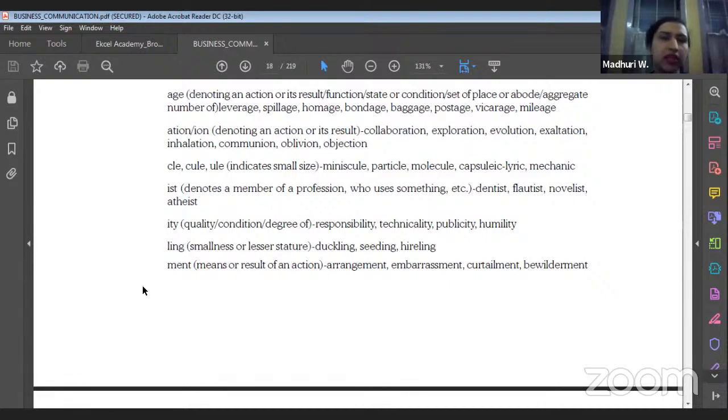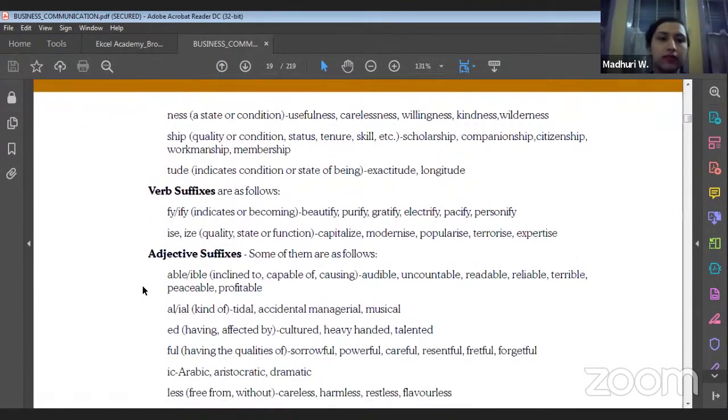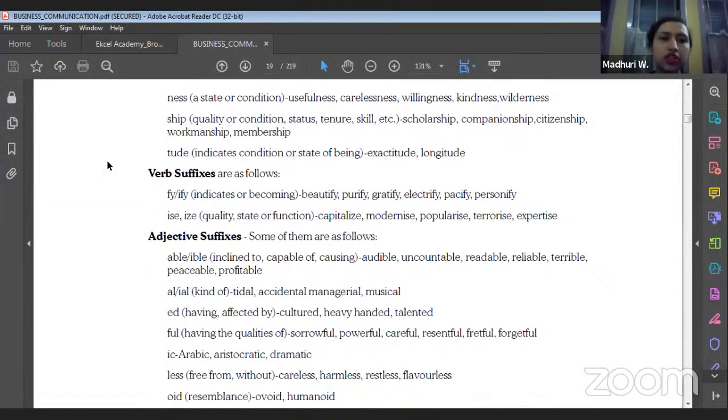Link is something that is small again, like a duckling, a seedling. Ment means the means or result of an action, for example, an arrangement, embarrassment, bewilderment. Ness could be a condition or a state: usefulness, willingness, kindness, happiness, right?